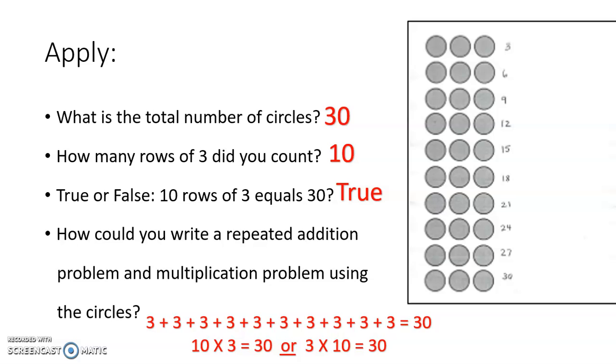There's row 1, move it down. Row 2, move it down. Row 3, move it down. Row 4, move it down. Row 5, move it down. Row 6, move it down. Row 7, move it down. Row 8, move it down. Row 9, move it down. Row 10. So there are 10 rows of 3.